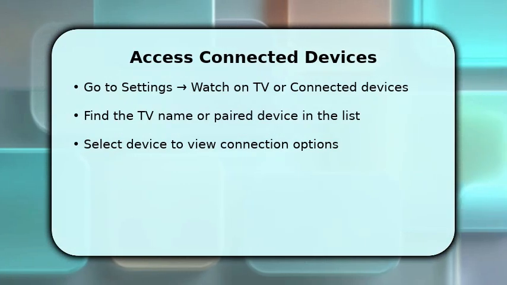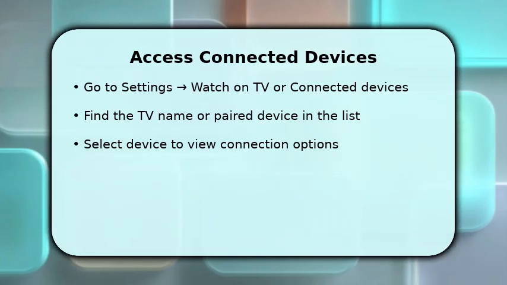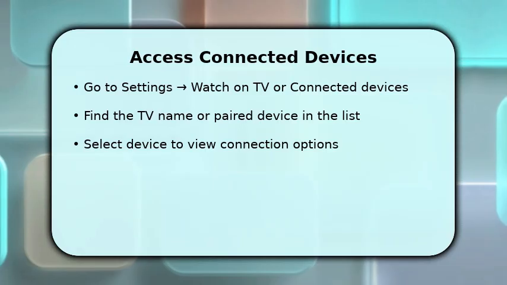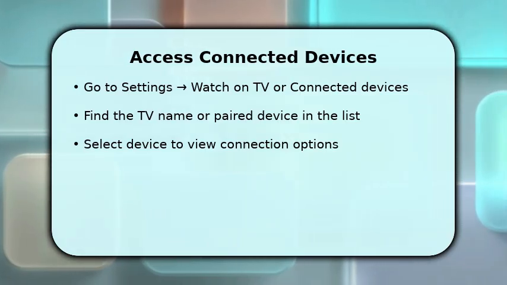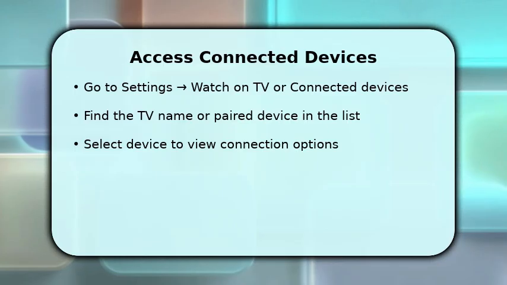You navigate into Settings and choose Watch on TV or Connected Devices to view active pairings. Once there, scan the list for the TV name or the paired device entry that you want to stop casting. Tap that device to open detailed options. This is where you can manage permissions and end sessions.